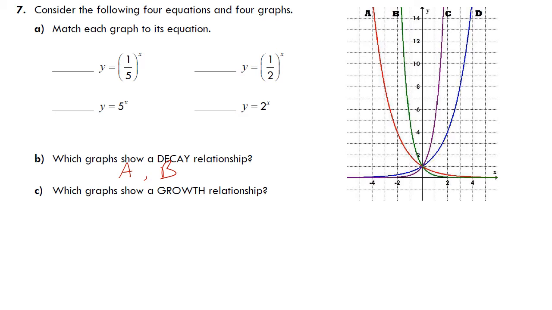C and D, so let's start with C, the purple one. As you go left to right, your graph is increasing, it's getting higher. We know that's growth. And if we look at the blue line, as I go left to right, trace along with your finger, it's increasing. That's also growth.